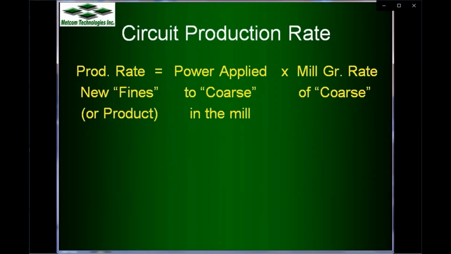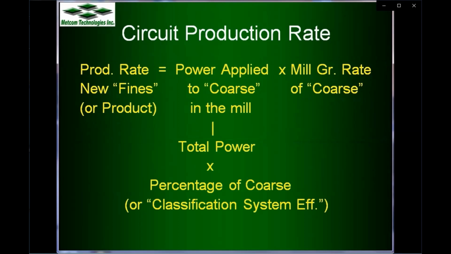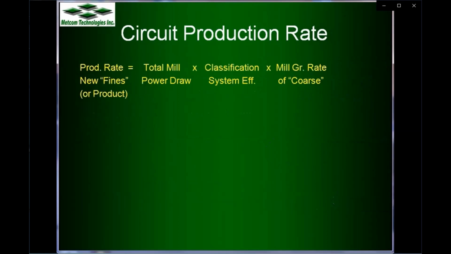For any ball mill circuit, we can state that the production rate of fines, or new product size material, has to equal the power applied to the coarse material multiplied by the grinding rate of the coarse material per unit of energy applied to it in the mill. But we know that the power applied to the coarse material in the mill is the total power times the percentage of coarse material in the mill, or the classification system efficiency. We can therefore write the simple equation that the production rate of new fines or product size material for the ball mill circuit is equal to the total mill power draw times the classification system efficiency times the mill grinding rate of coarse material.